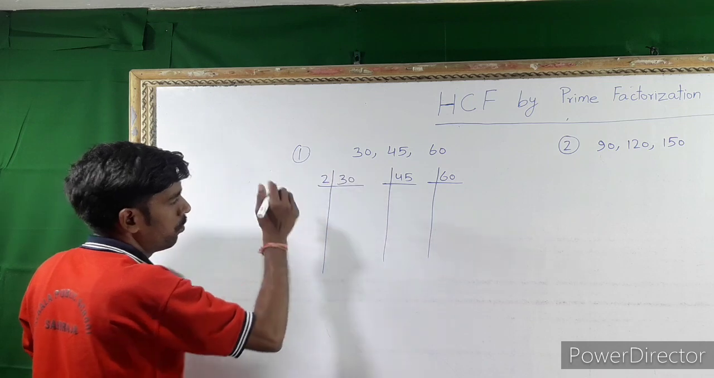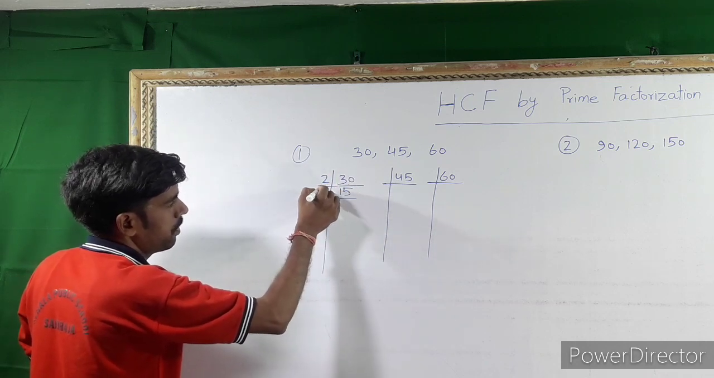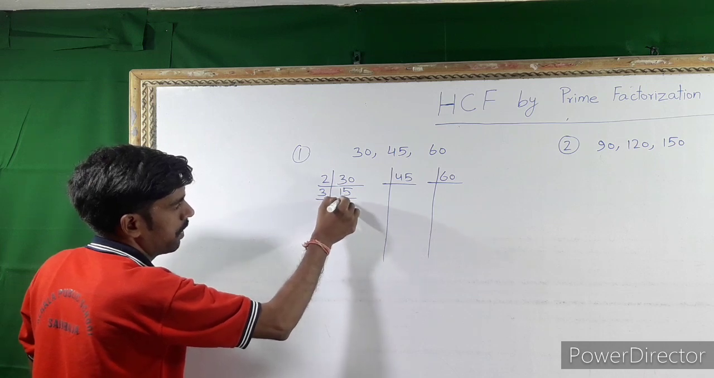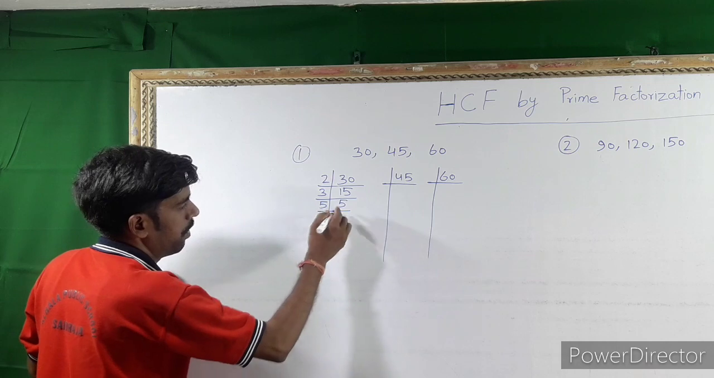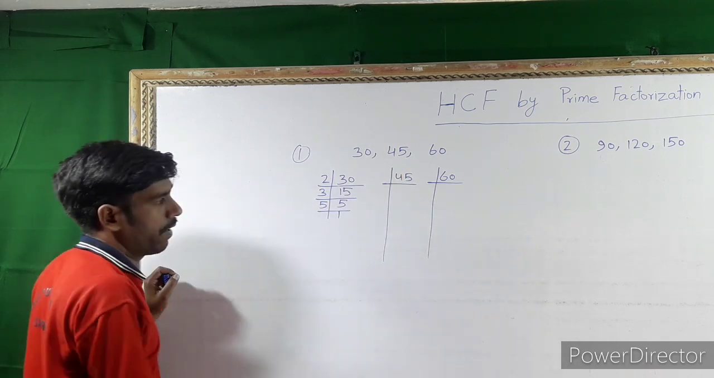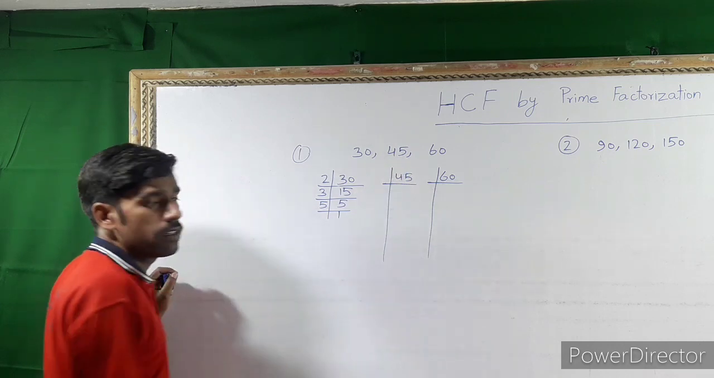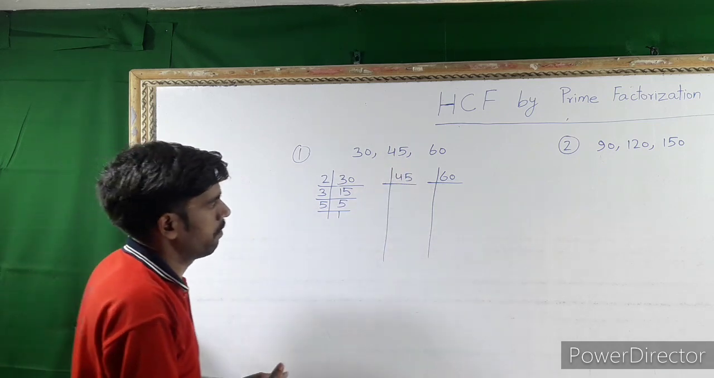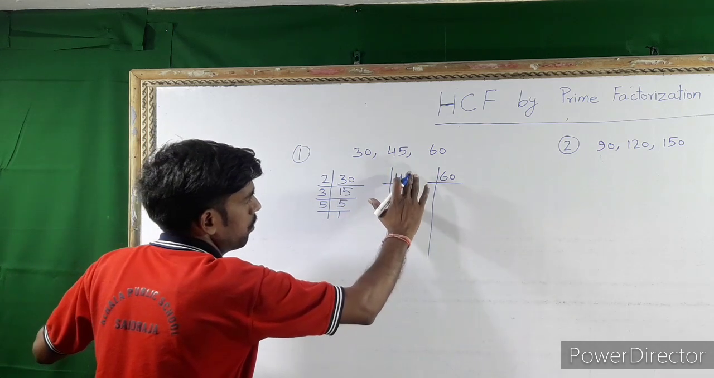Thirty is divisible by 2, 15 times, and 15 is divisible by 3, 3 fives are 15, and 5 is divisible by 5, one time. Now 45 is not divisible by 2 because its ones place digit 5 is not divisible by 2, so 45 is also not divisible by 2.